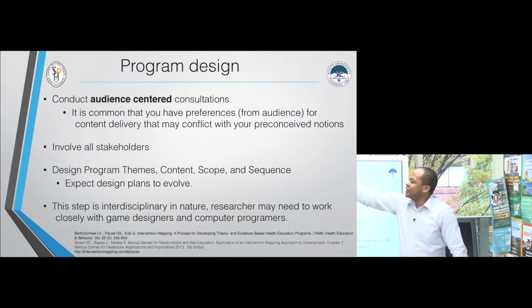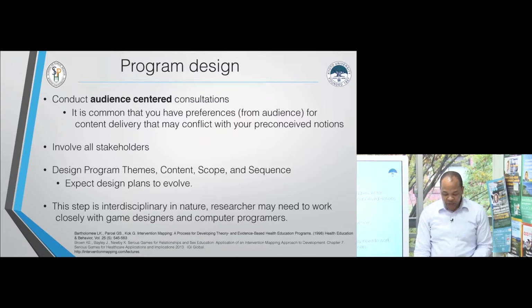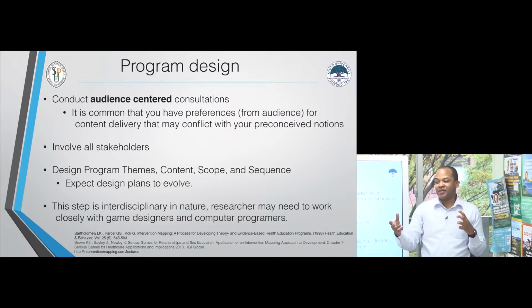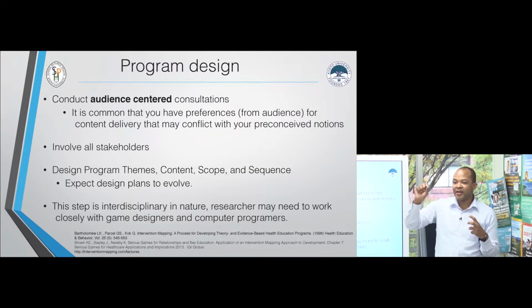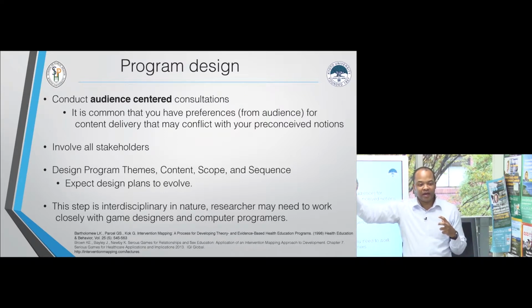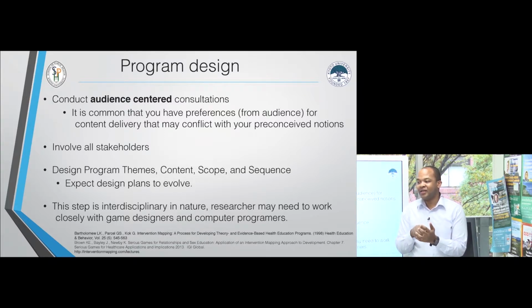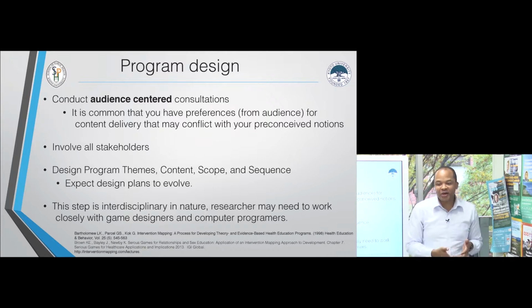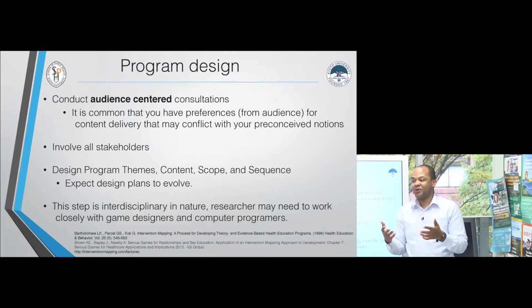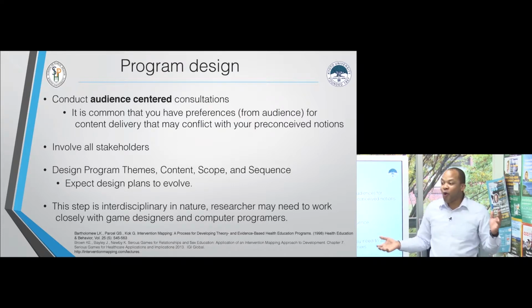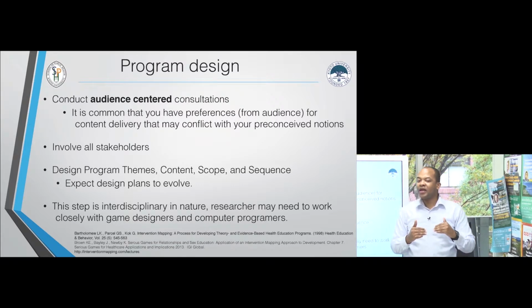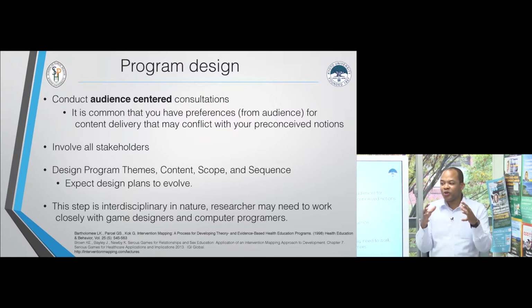At this point in the program design, it is when you design the themes, the kind of broad topics that you want the game to achieve, the intervention to achieve, and the content. If it's a story, what will be the story? What will the story be about? And the scope. What do you want to address? By this time, you would have identified many issues, many determinants of the issues, but you want to scope it down. You want to directly focus on what you will try to focus on.